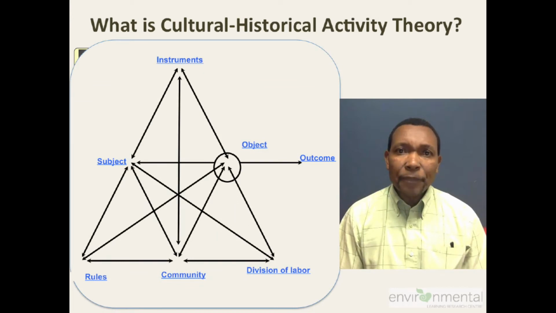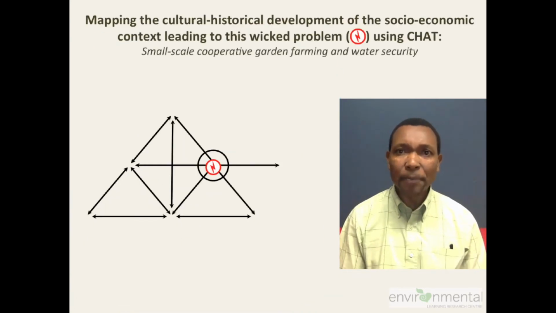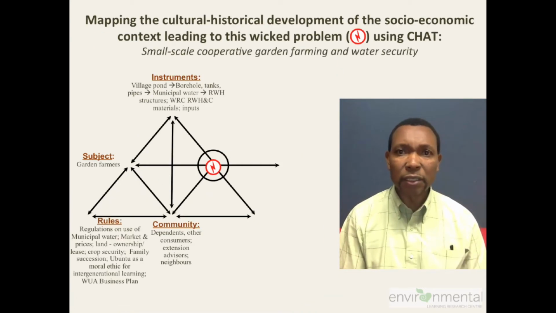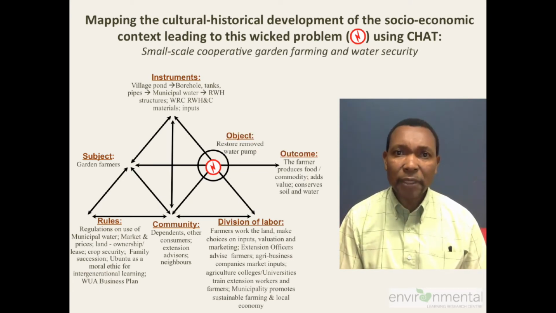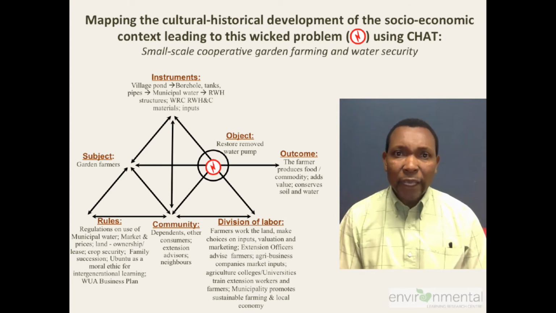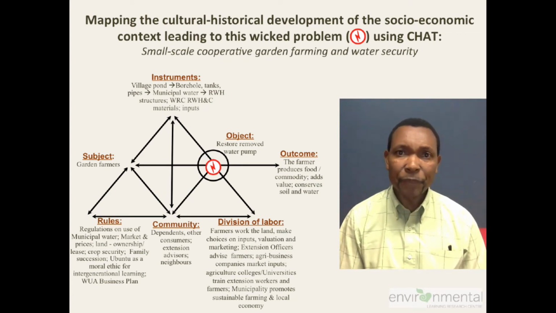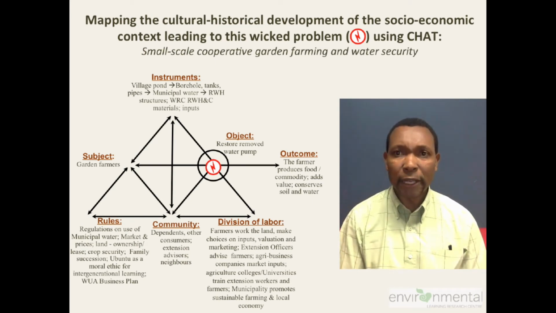Engeström used the activity triangle to organize different elements of the activity system. And for us, in our case study, it helped us to organize the different elements of the wicked problem. And this is how we did it, as you can see from this triangle, which is showing how the subjects, in this case the farmers, are connected to their problem of agricultural water, which is represented as their object of activity. And also the instruments which they were using to mediate the work on their object of activity, and the various rules that they were working on, one of which was the regulation on the use of municipal water.